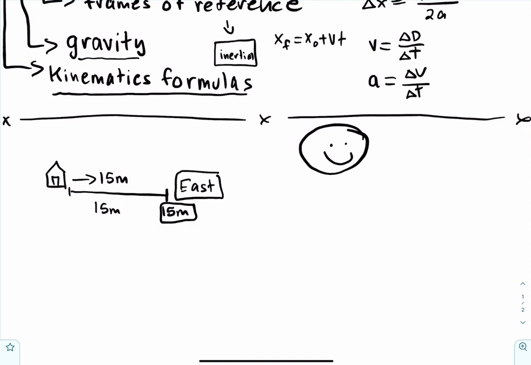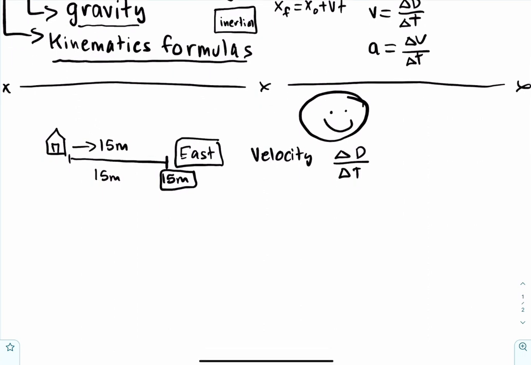So, velocity. What is velocity? Velocity is your distance traveled divided by how long it took you. So in this case, you traveled 15 meters east from your house. Let's say it took you 3 minutes to travel this distance. So velocity is equal to distance over time. Distance traveled is 15 meters divided by the time of 3 minutes is equal to 5 meters per minute.